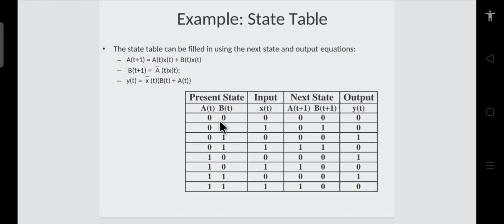So if your present state is 0 0 and your input is 0, you can analyze and verify it from your previous circuit also. Then your next state will be 0 0 and output will be 0. Whereas if your present state is 0 0 and your input is 1, then your next state will be 0 1 and output will be 0. This is what the circuit tells you, and you can verify this from the equations also. If you have any doubt, you can ask me in the tutorial class related to it.